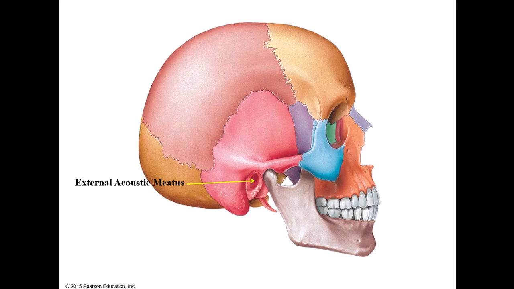The foramen on the side of the skull is where we would put a Q-tip. This is called the external acoustic meatus or the external auditory meatus. That leads into the inner ear. So those are our foramen of the skull.